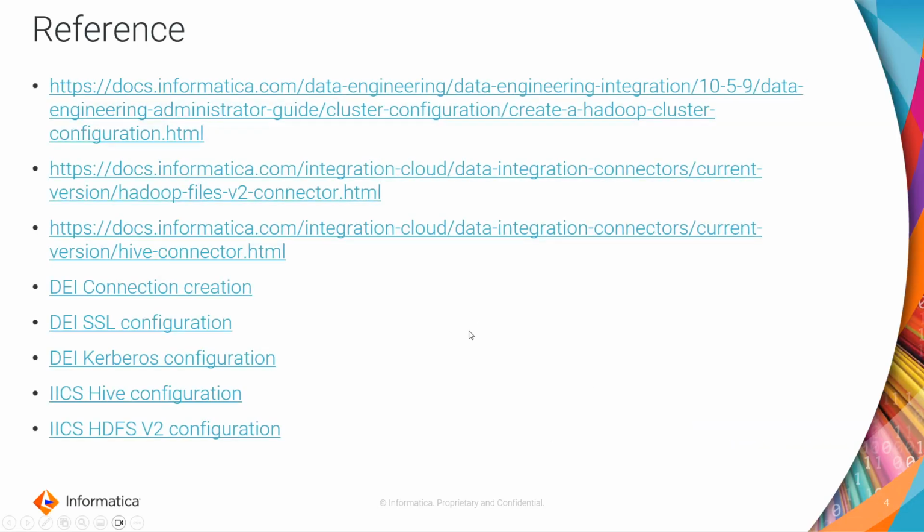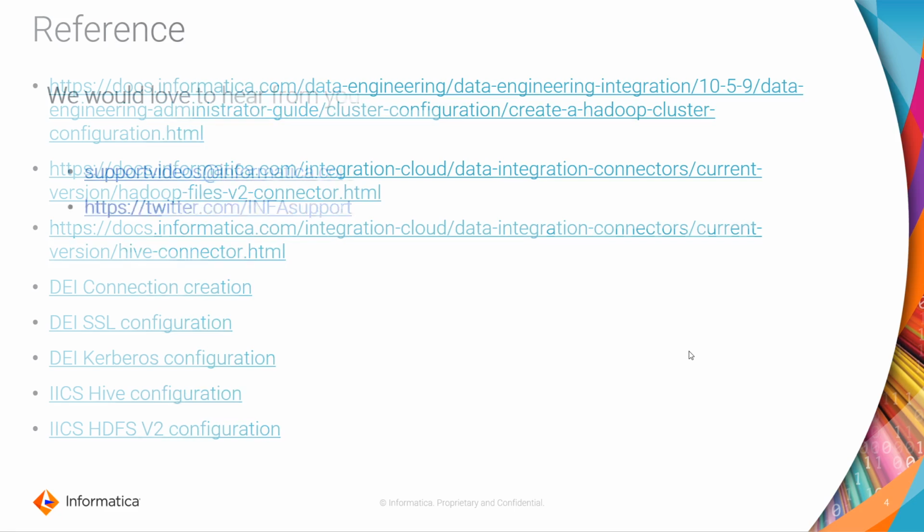Moving back, here are a few references which you can go through. For more details on the configuration, we have the documentation as well as the video KB links, which we have already created for each scenario. This is for creating the CCO as part of the Hive connection, and then if you are connecting to an SSL cluster, you can go through this, and if you are connecting to a Kerberos cluster, you can go through this. And this is for IICS Hive configuration, and we have one for IICS HDFS V2 connector configuration. You can go through these articles for more details.